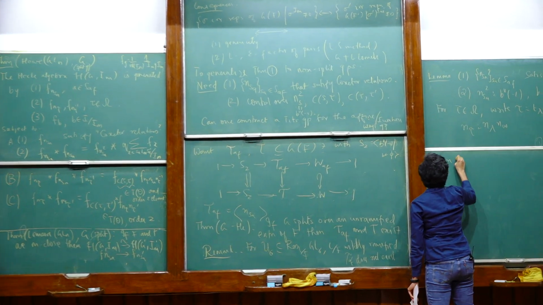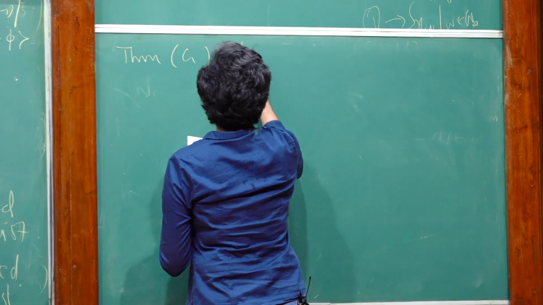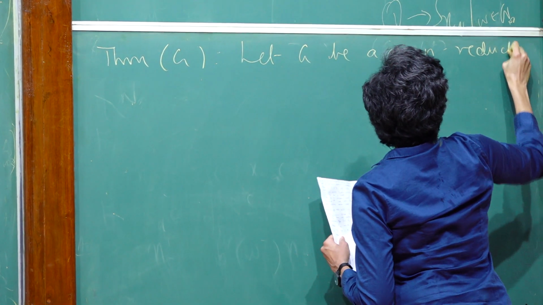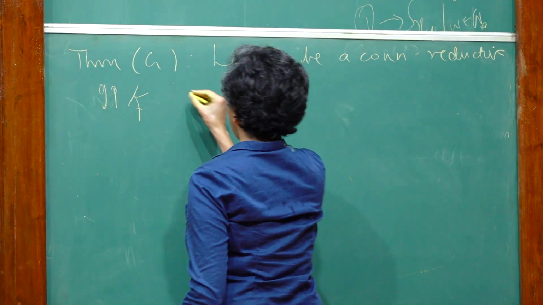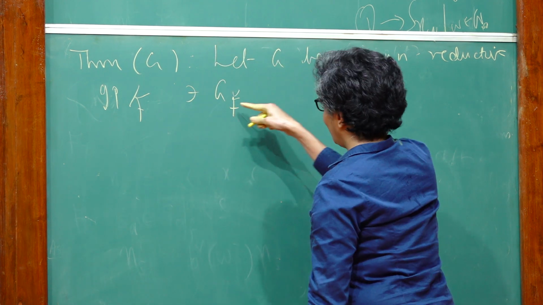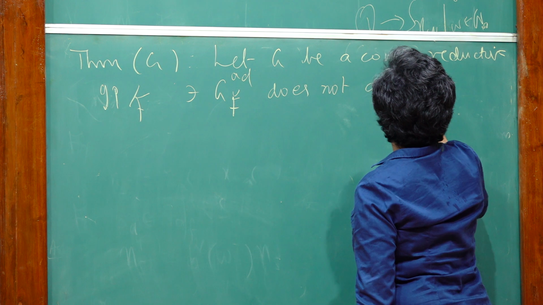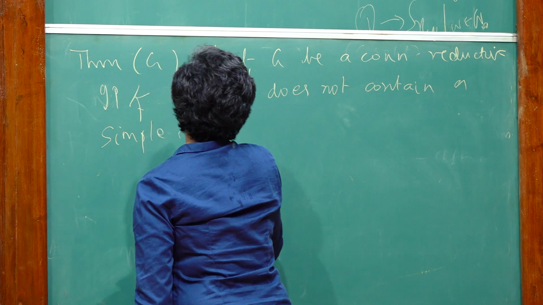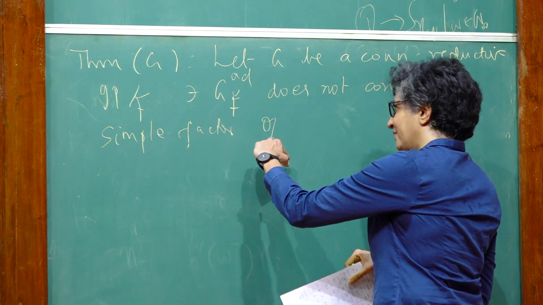Theorem. Let G be a connected reductive group over F, such that, I'll say what this is, G does not contain a simple factor of unitary type. I mean, it does not contain a simple factor that's an even or an odd unitary group.